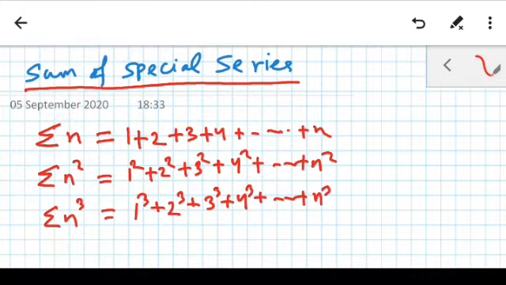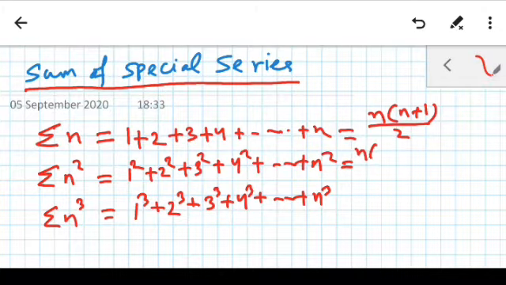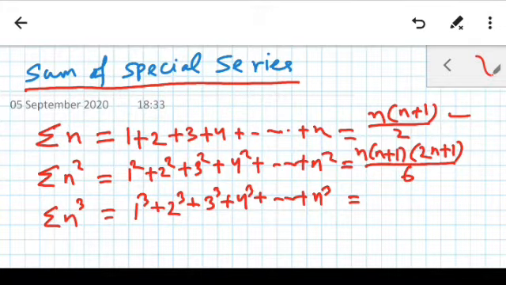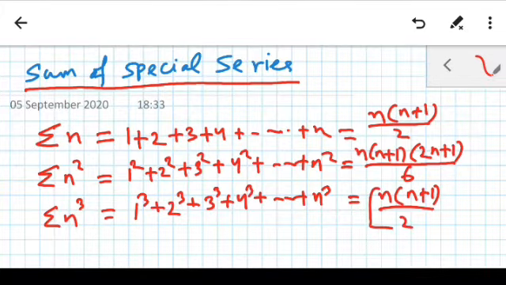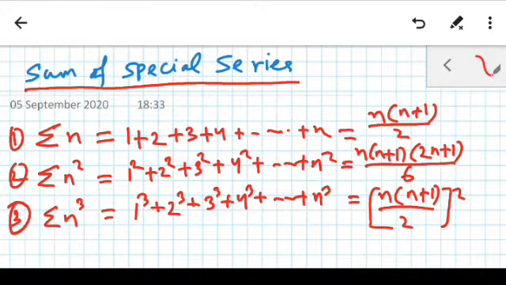So if I go on like this, then I will have the formula for this. This is n into n plus 1 divided by 2, and second one is n into n plus 1 multiplied by 2n plus 1 divided by 6, and the third one is nothing but square of this one, right? So let me find the square of this one, n into n plus 1 divided by 2 whole square. So this is my summation series number 1, summation series number 2, and summation series number 3.